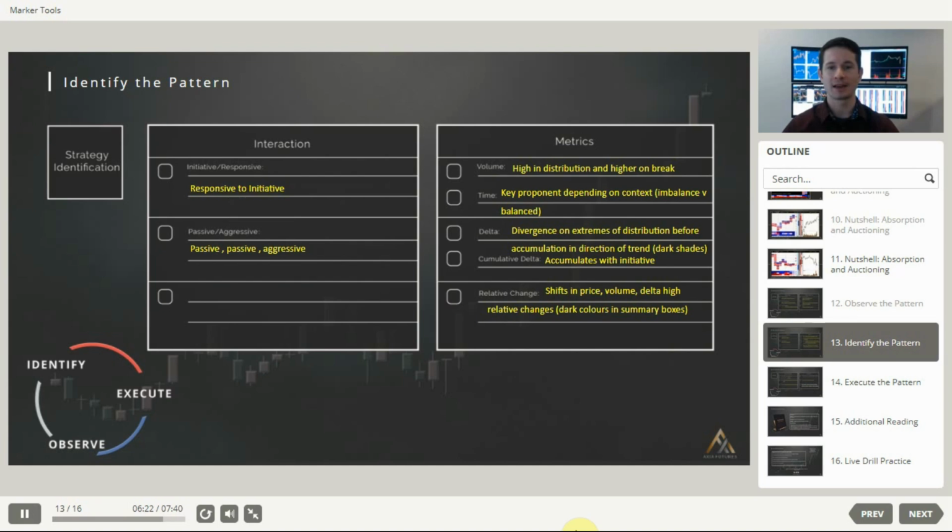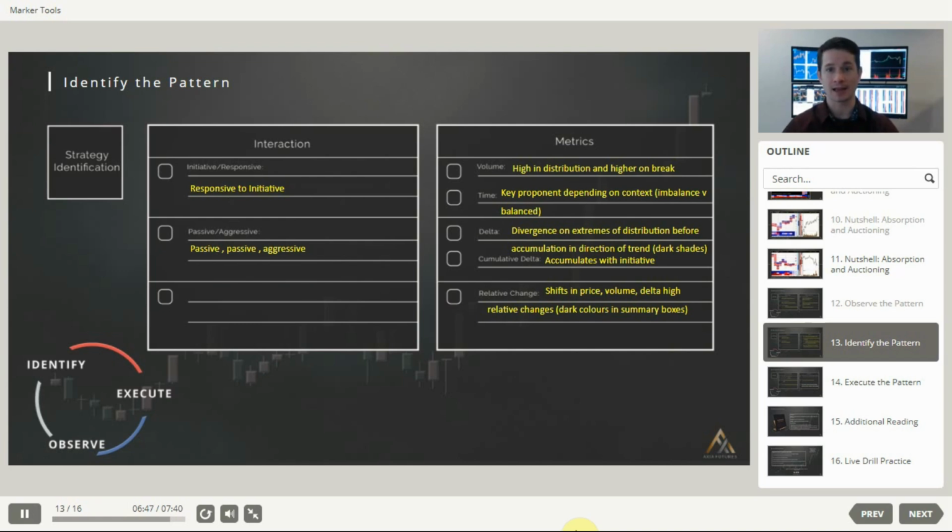And lastly, we want to talk a little bit about the relative shifts, the relative changes, whether that's to price, volume, delta, any kind of color changes, whether it's in the summary box at the bottom of the footprint or on the footprint itself. You want to go and highlight any relative changes that occurred whilst you're observing the strategy. So that's how you'd identify the pattern.